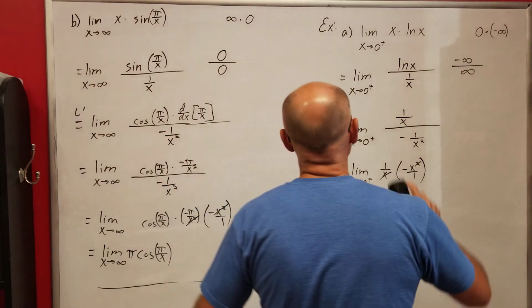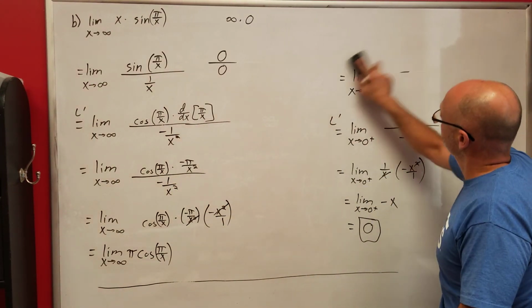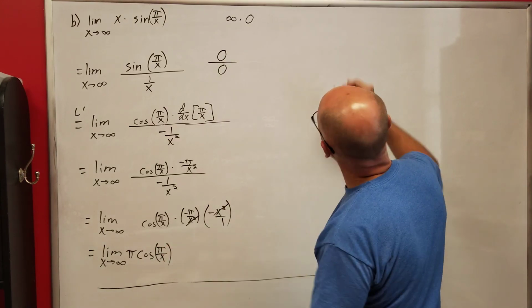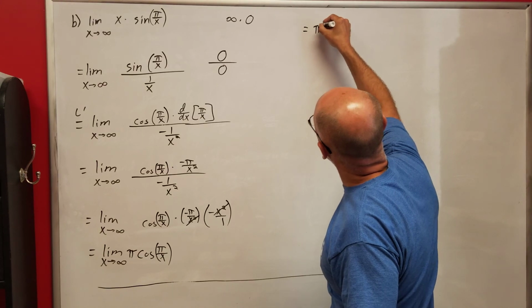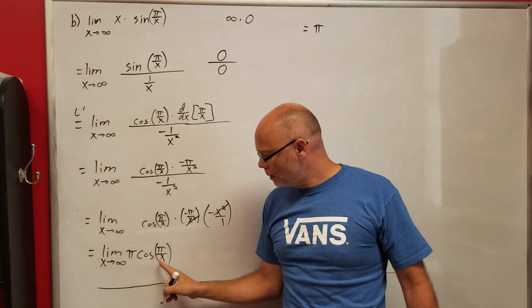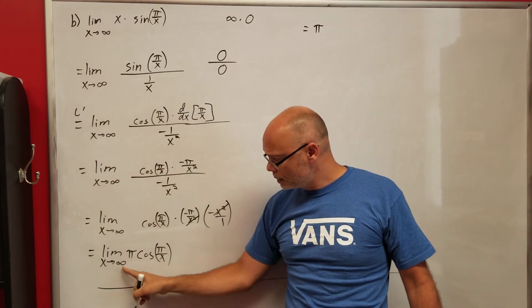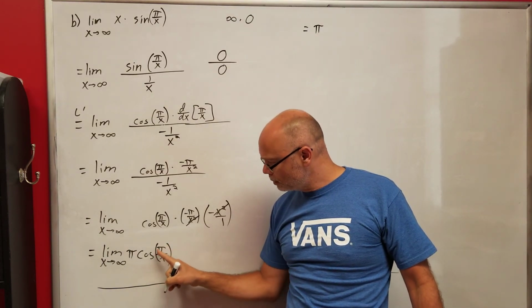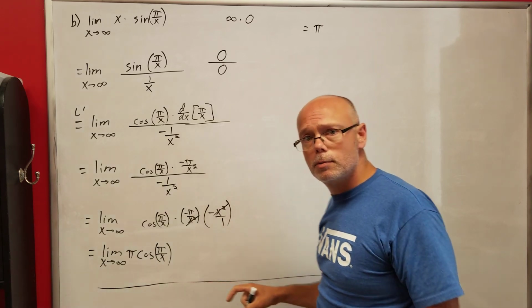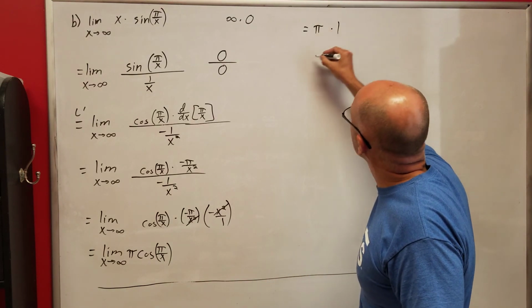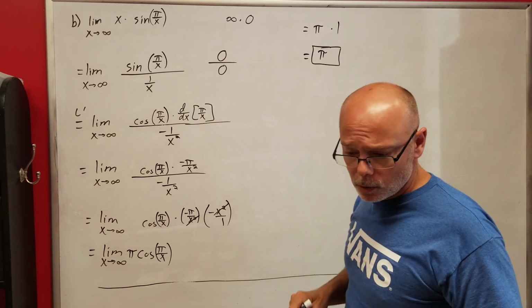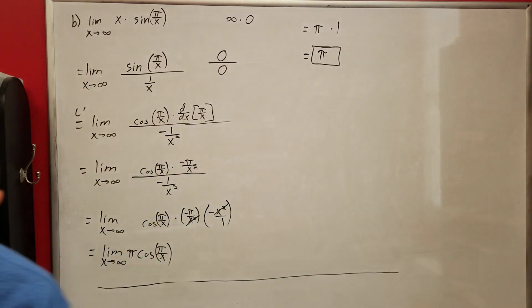Now let's see what happens right here when we try to evaluate that limit. What does pi go to? Pi stays at pi, right? How about this? What happens as x approaches infinity? This argument goes to 0. Cosine of 0 is what? 1. So this gives me pi. For that whole limit right there is pi.